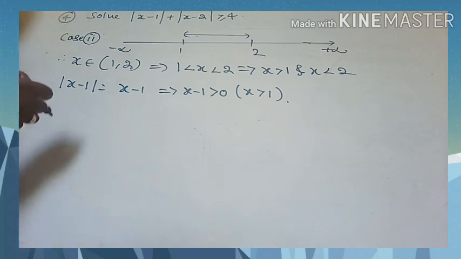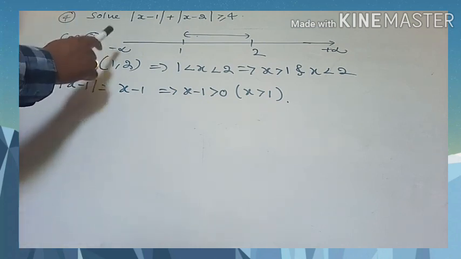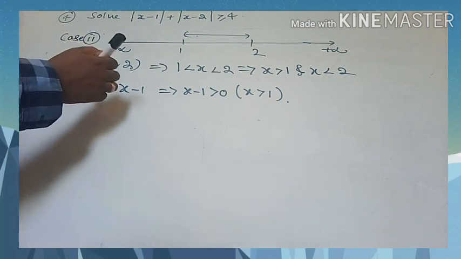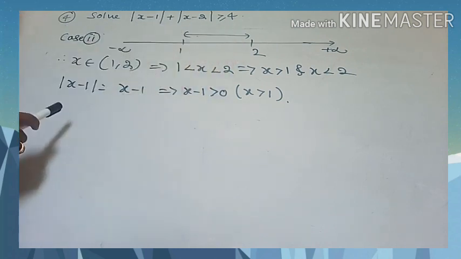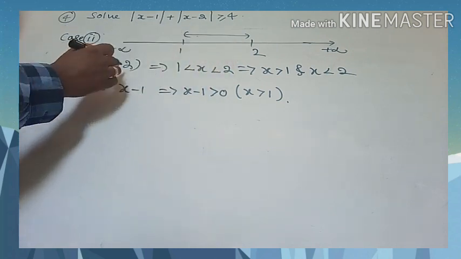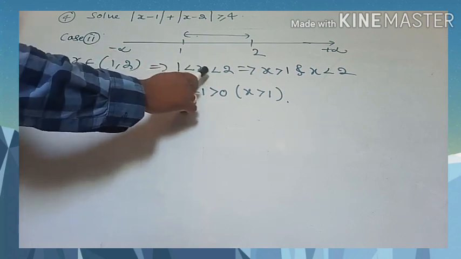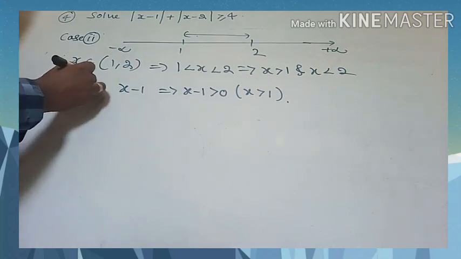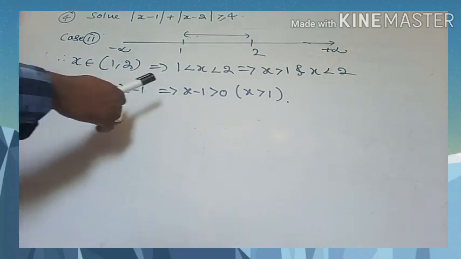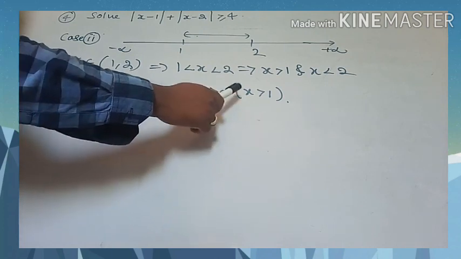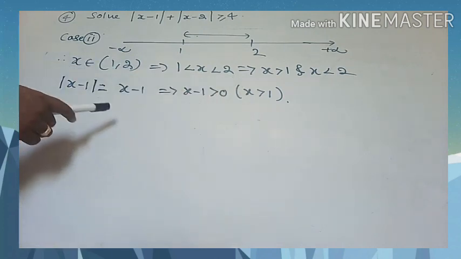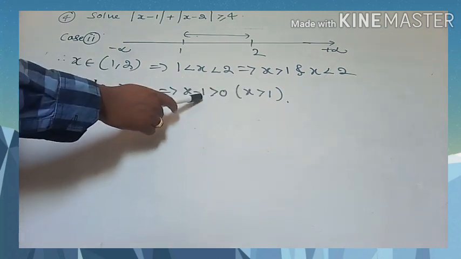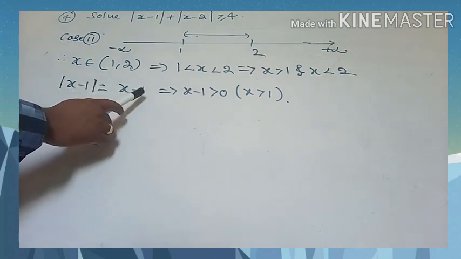Now the problem in case 2, my dear students. Case 2 is between 1 and 2. That means when x belongs to (1, 2), x lies between 1 and 2, so x is greater than 1 and x is less than 2. Now modulus of x minus 1 becomes x minus 1, because x minus 1 is greater than 0. Because x minus 1 is positive, mod x minus 1 becomes x minus 1 as it is.